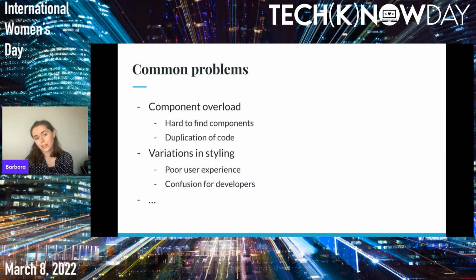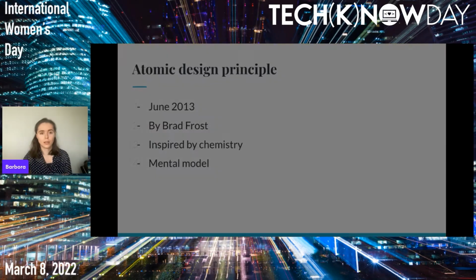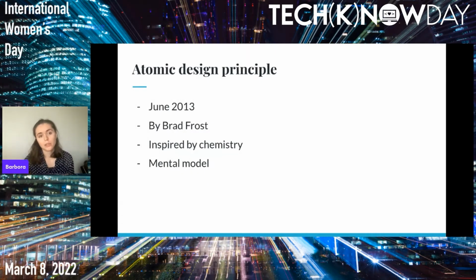There are, of course, lots of other problems as well. But at this point, we're going to move on to talking about the atomic design principle. The atomic design principle was created in June 2013, and it was first published in a blog post by Brad Frost. It is inspired by chemistry, and specifically the fact that in chemistry, we have smaller things which join together and make up much bigger things. So Brad Frost thought about trying to abstract this into software engineering.